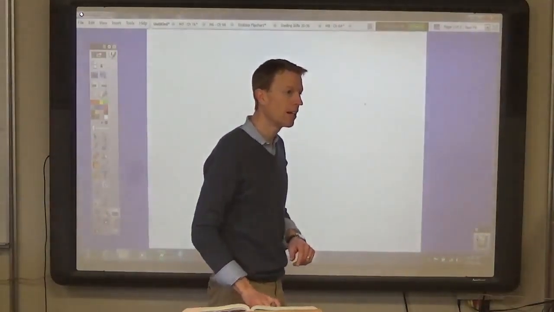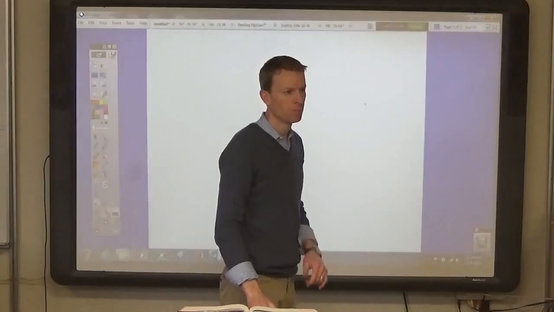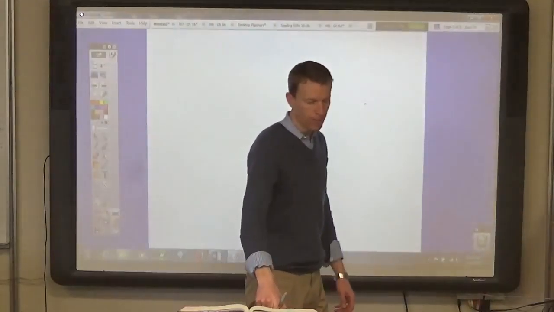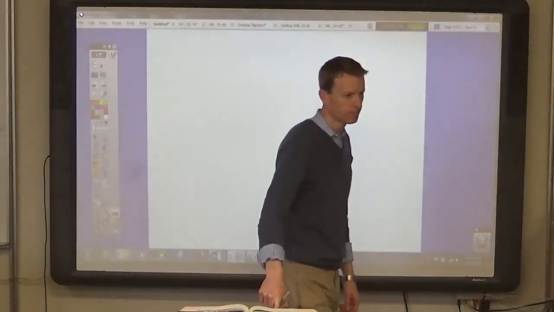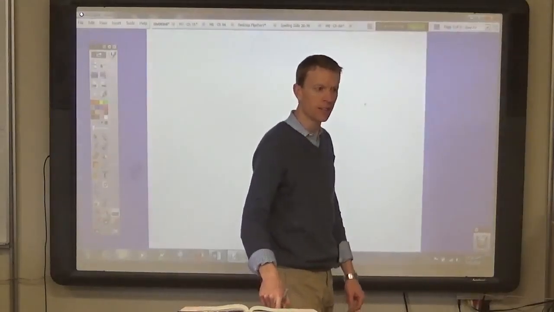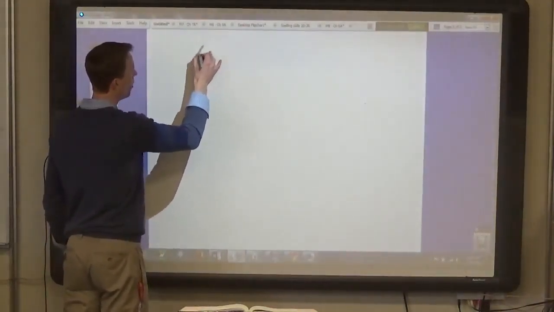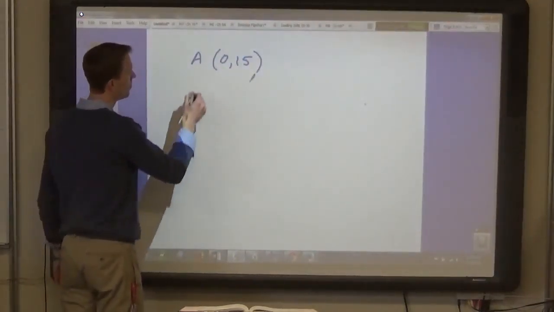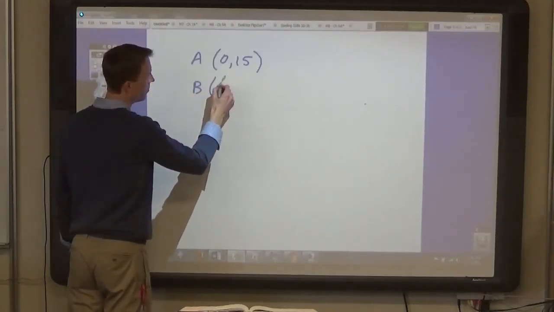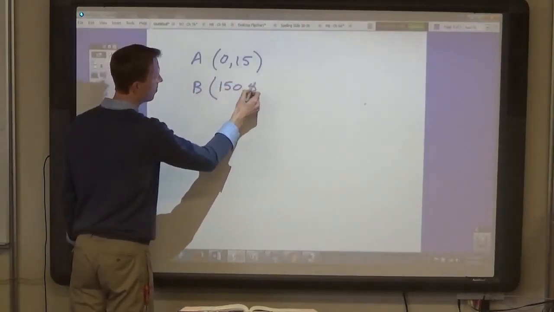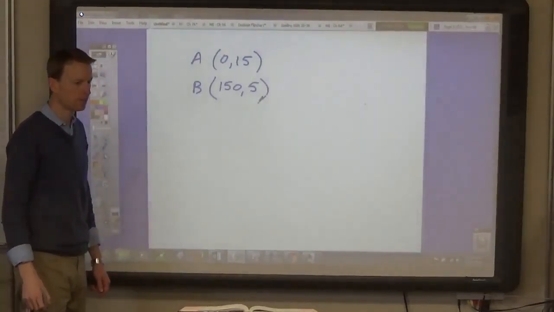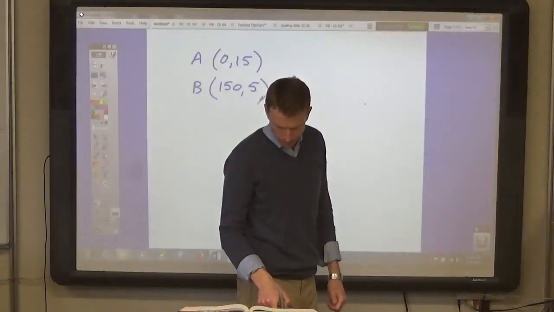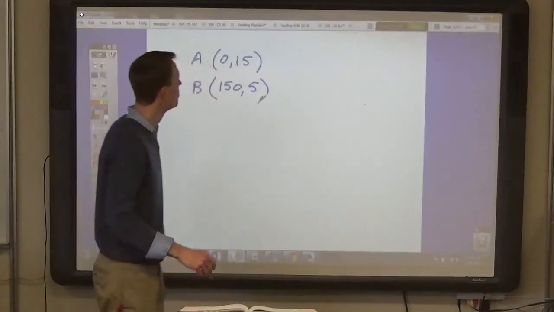So is 0, 15 one of the points? Isn't that the starting point? Let's use that. Okay, so point A will be 0, comma 15. Now pick another point. 150, comma 5. And so 5 is gallons. 15 is also gallons.